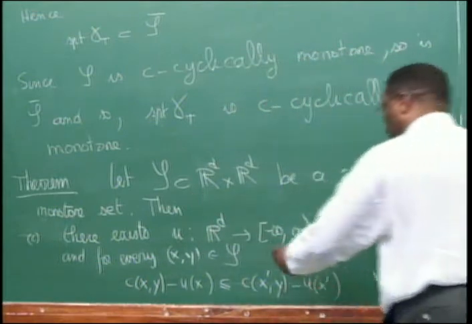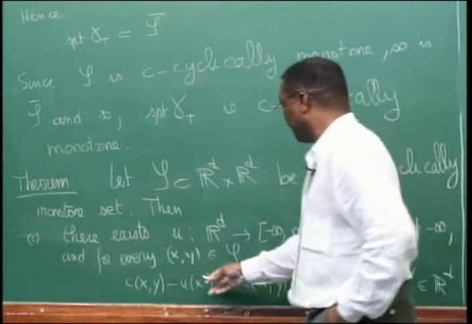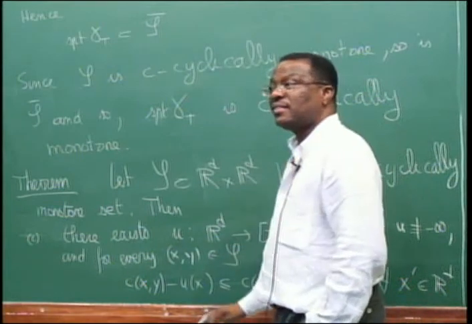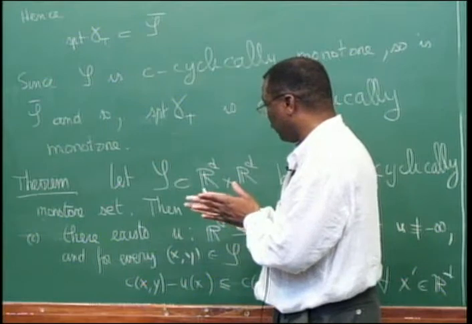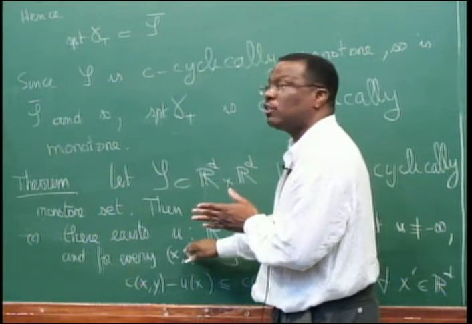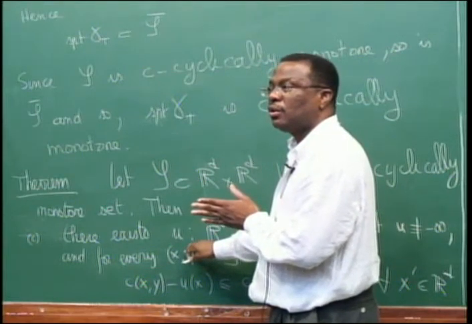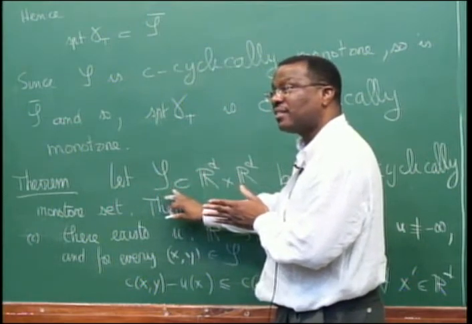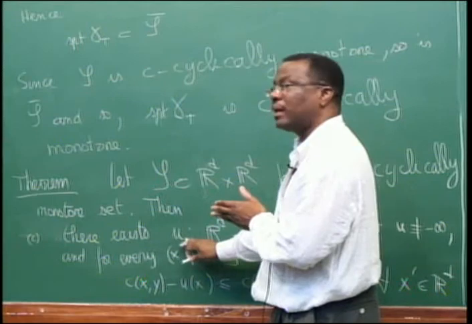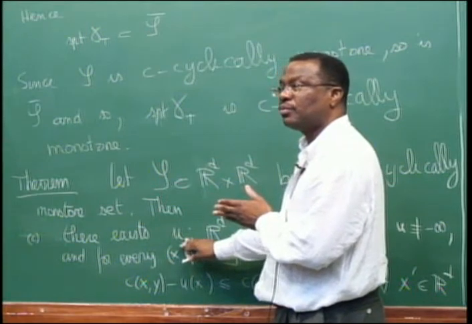the set of xy is C cyclically monotone. So there is a one-to-one correspondence between the set of S and the set of U. Okay. I want to characterize the set of S, which is equivalent to characterizing the set of U.